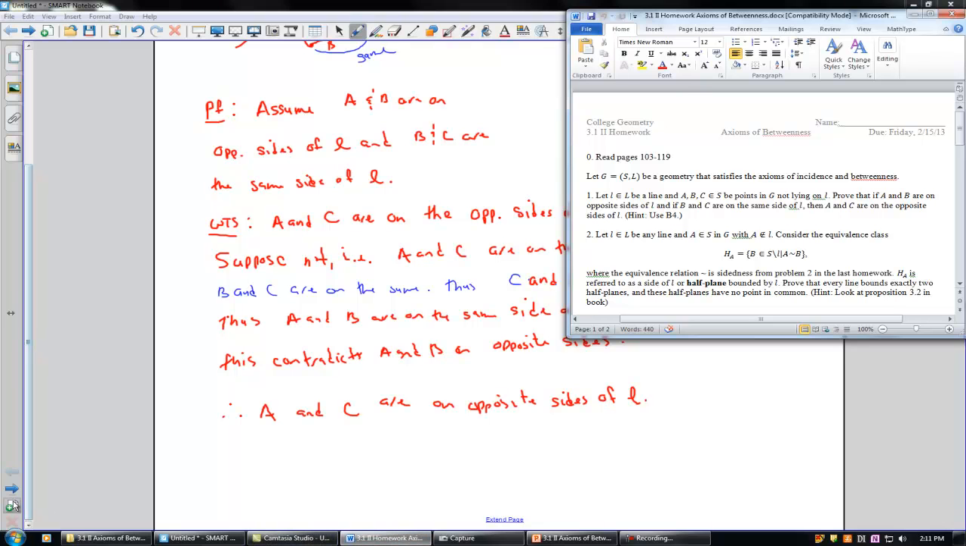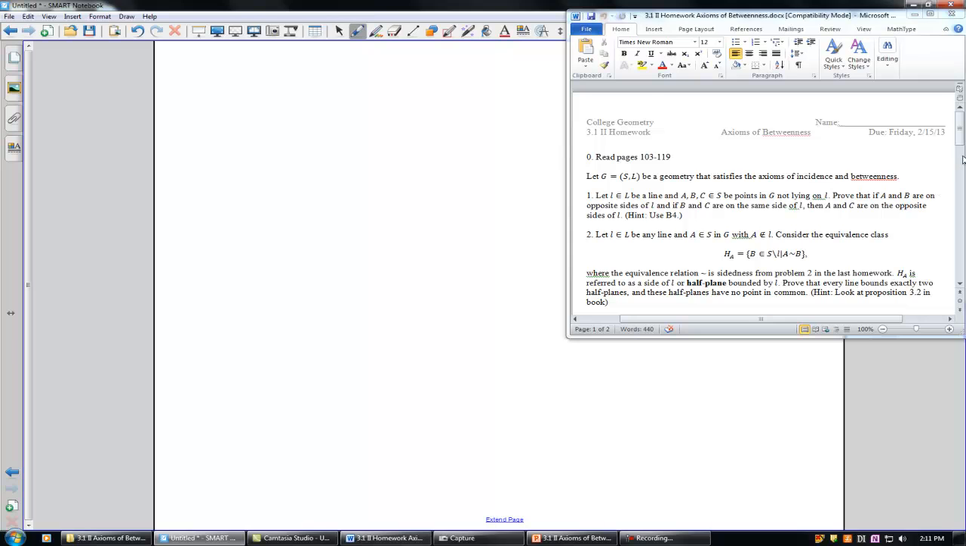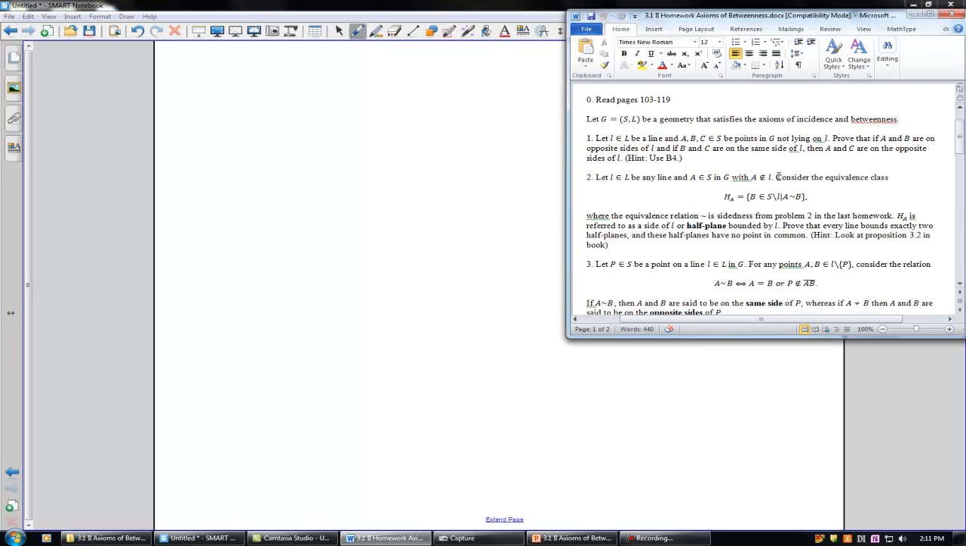All right, so moving on to number 2. In number 2, what you want to show is that every line bounds exactly 2 half planes, and these half planes have no point in common. The statement before this is telling us what a half plane is. A half plane is these equivalence classes that come from the sidedness relation we defined in the last homework. And so I put down the definition of the equivalence class.